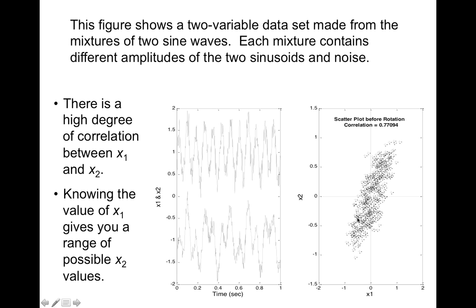In other words, knowing the value of x1 would give us a range of possible x2 values. So these data sets are correlated. The correlation coefficient is 0.77.